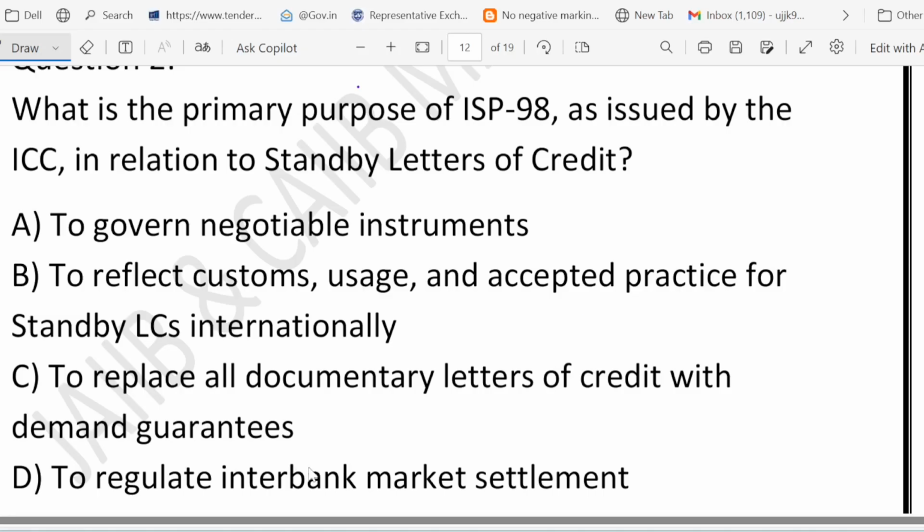Option A is wrong because negotiable instruments are things like checks. Negotiable instruments are things like P notes, right? Not SBLC.